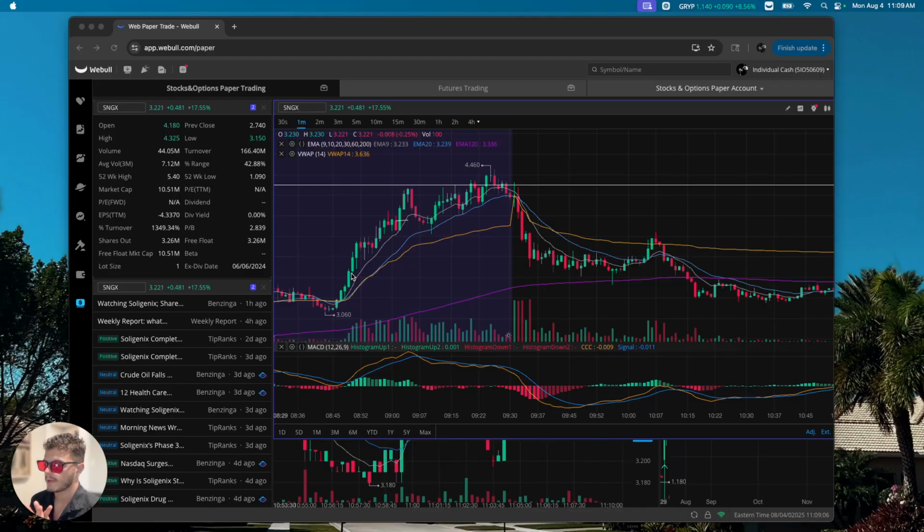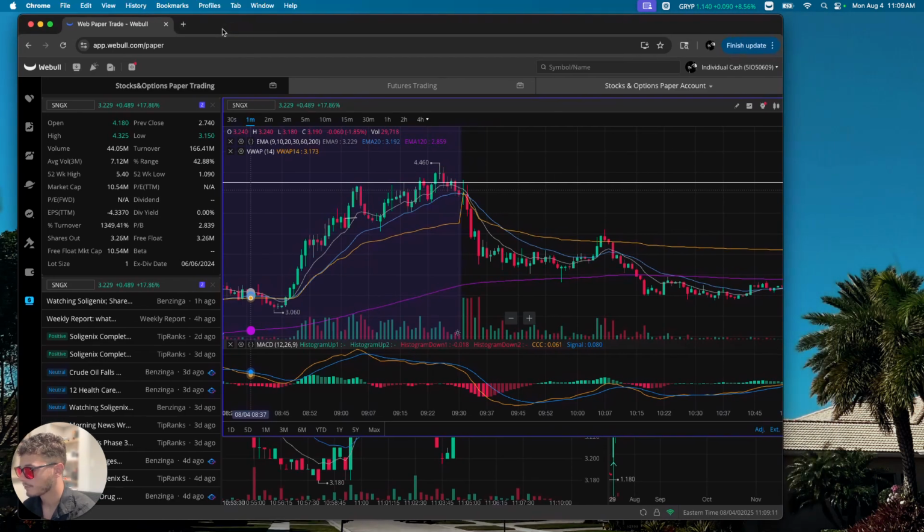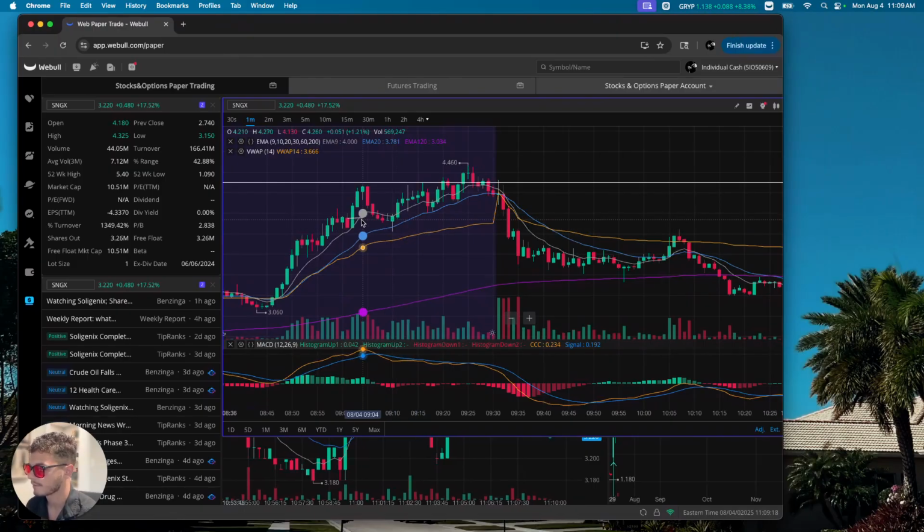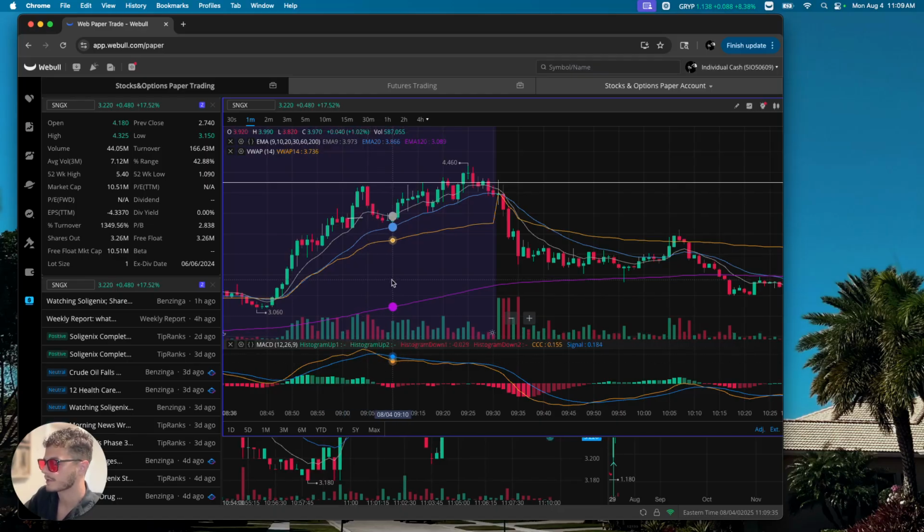So, indicators, let's just jump into indicators really quick. I know a few people were confused. What indicators do I use? I use the 9 EMA, the 20 EMA, and the VWAP, volume weighted average price. I trade on the 1-minute chart. And the MACD, I use the MACD as well. So how do I use each one of these indicators to give myself an advantage, an edge in the market?